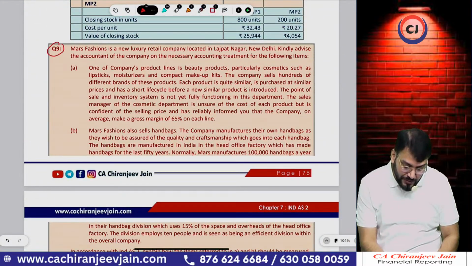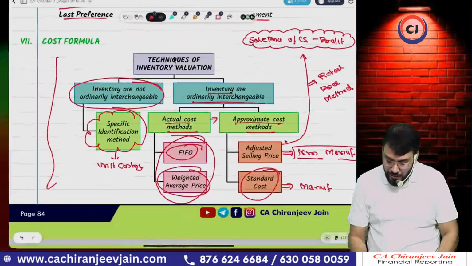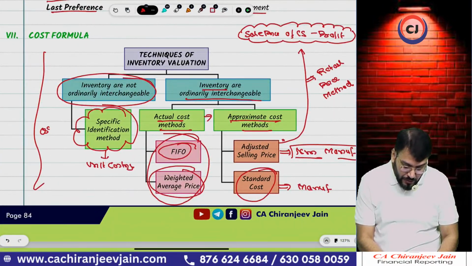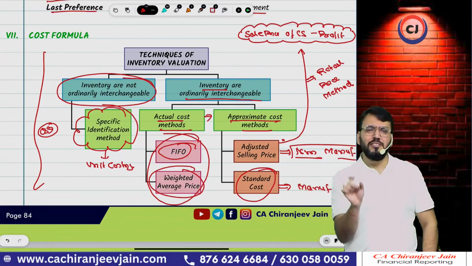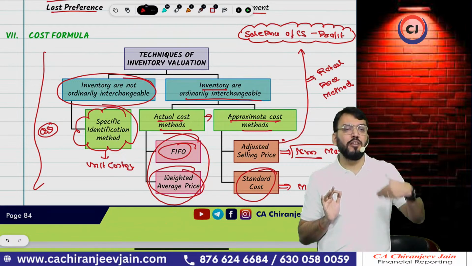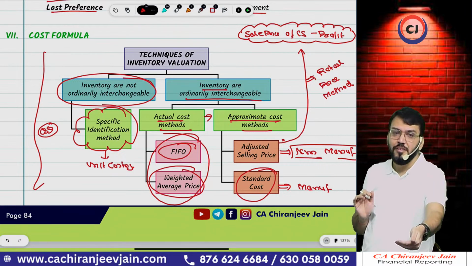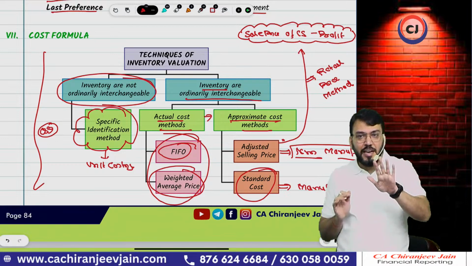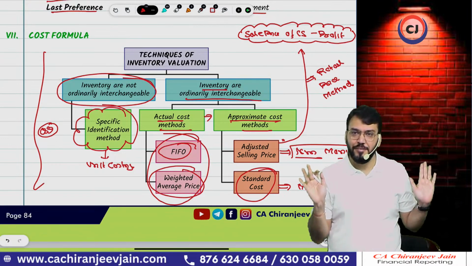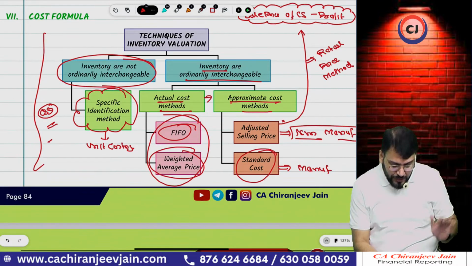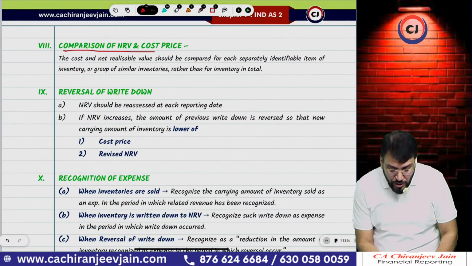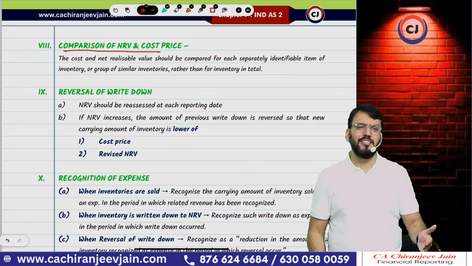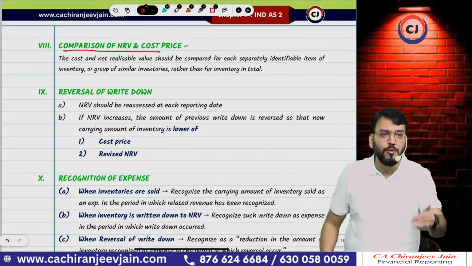Write down question 9. Read it on your own. Here write down, refer question number 9, and you will be able to understand. Only which method is applicable, that we need to identify. So for manufacturing, standard costing; for trading, adjusted selling price or retail price method. Cost formula is also done. Then comes comparison of NRV and cost price. Very simple. The comparison is done at the end of the year.